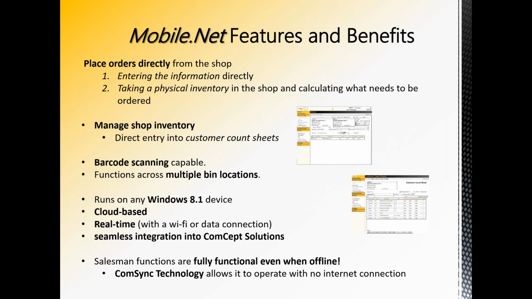Those physical inventories can help the salesman manage the shop inventory with direct entry into the customer count sheets. And the system works with either direct entry with a keyboard or a keypad, or barcode scanning. So they can go right down the aisle and scan those items, and it can be in bin sort order. As they go down the sheet, it will be in the order of what's on the shelf. So it's very, very expedient for the salesman.